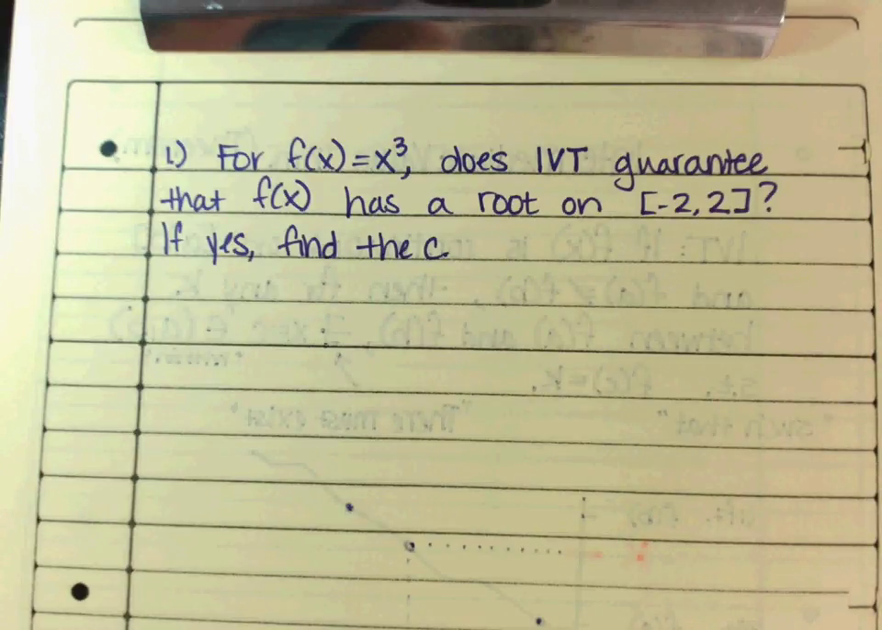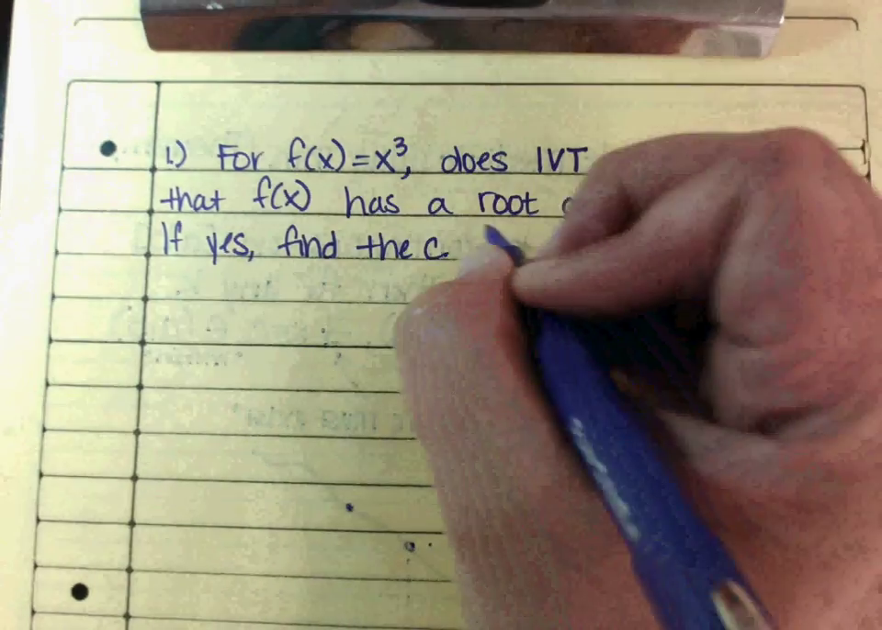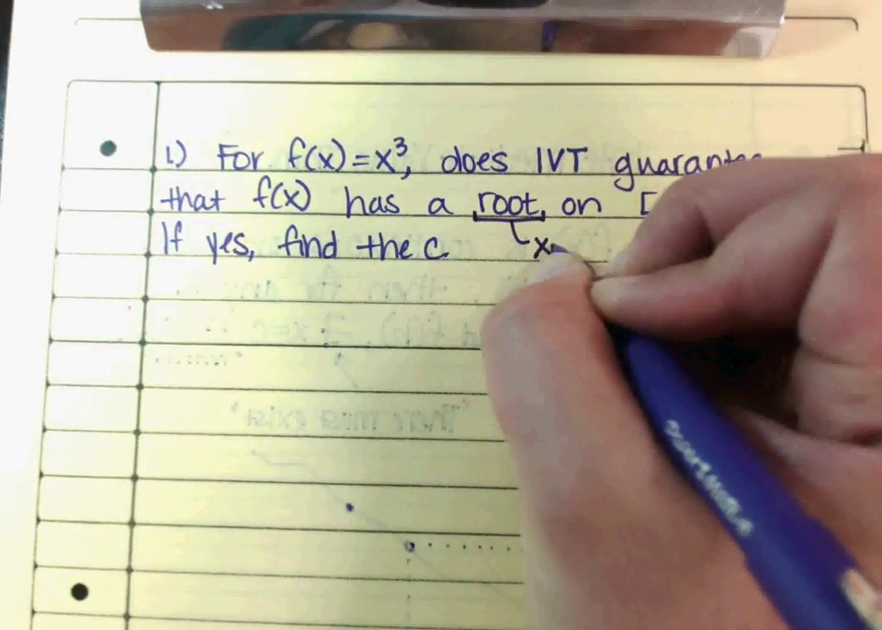Does IVT guarantee that f has a root on negative 2 to 2? If yes, find the c. Okay, so first question, root. That's an Algebra 1, Algebra 2 word. What does that refer to on a graph if you are finding the roots? Okay, very good. Root is going to be the x-intercept.